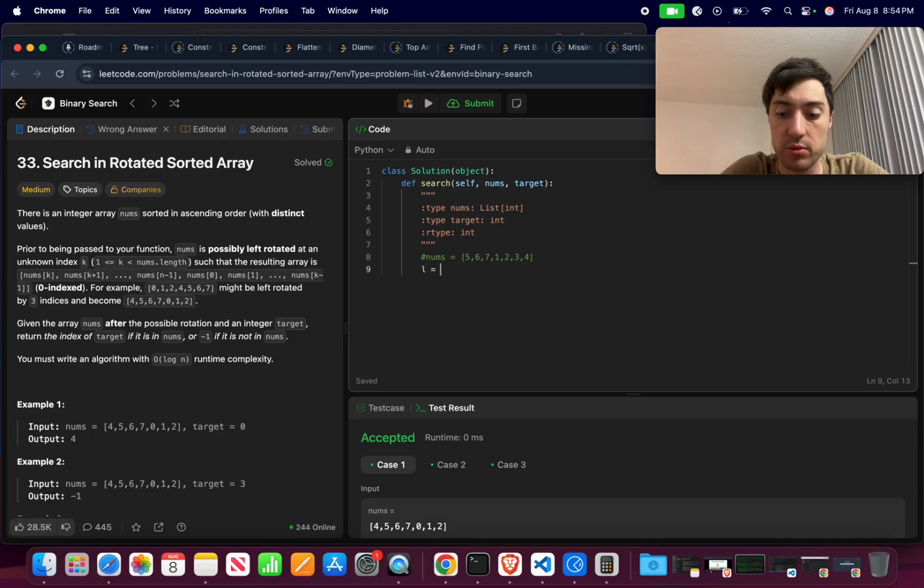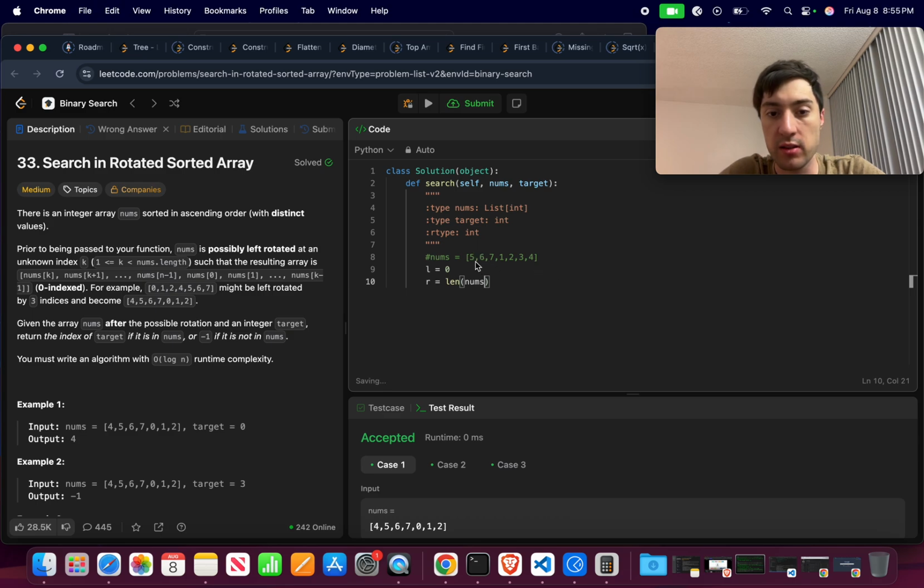So we have left equal to 0, because that's going to be our left pointer here at 0. We're going to have right equal to length of nums. But length of nums gives the number of elements. So this one's going to be 1, 2, 3, 4, 5, 6, 7. There's 7 elements in here. I don't want the number of elements, I want the index, this last index. Okay, so now what I want to do is the standard while left is less than or equal to right.